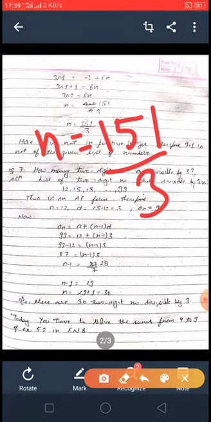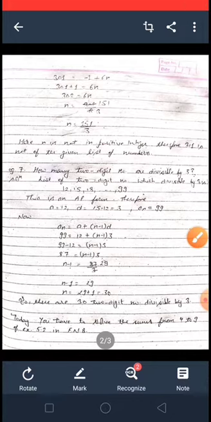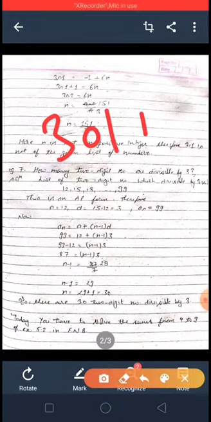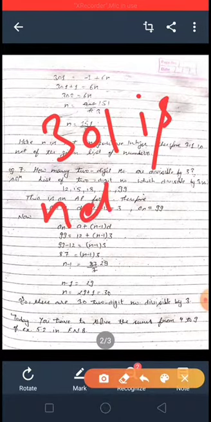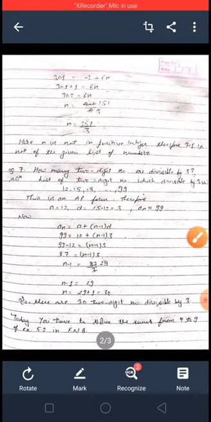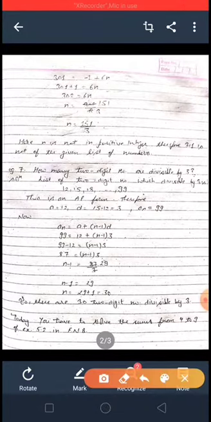It means this is in fraction form, but n is not in fraction form. n should be a positive integer like 1, 2, 3, 4, 5, 6 and so on. So we can say that 301 is not a term of the given list of numbers. Means in the list of numbers given to us, there is no term equal to 301. Clear? That's our answer.